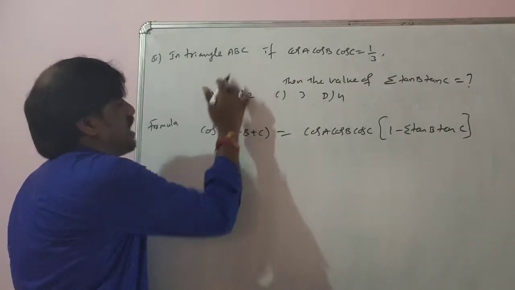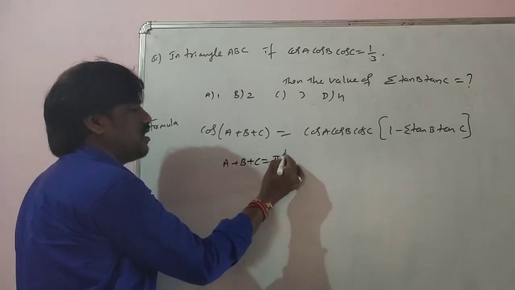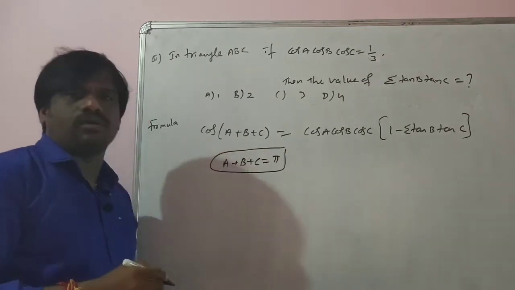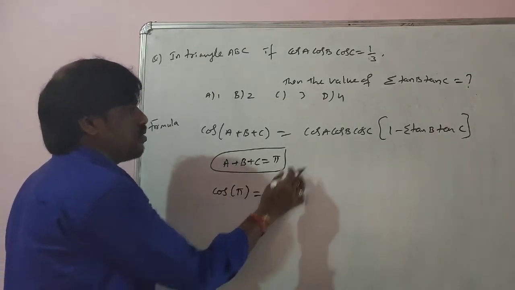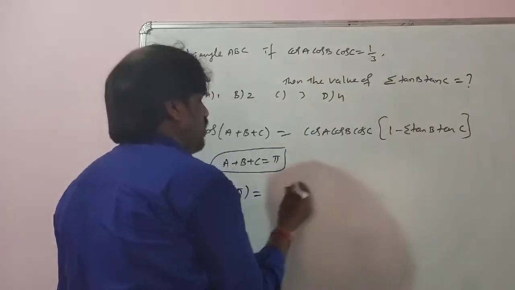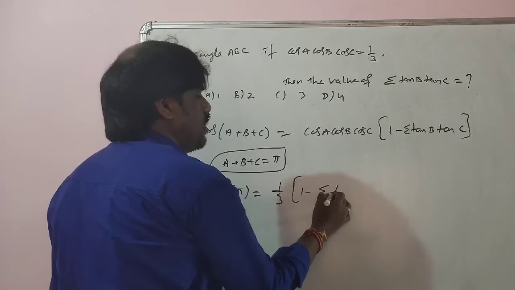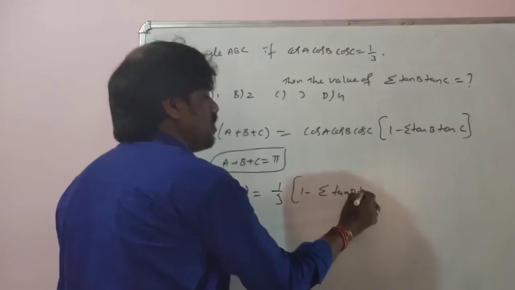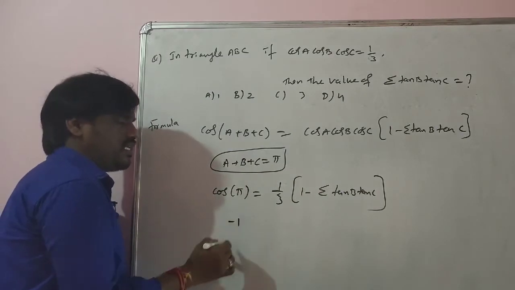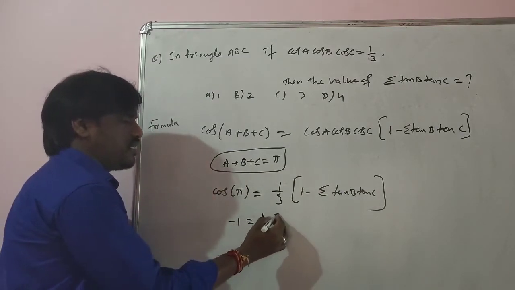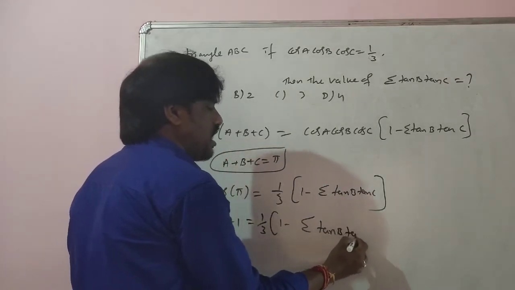You know that it is a triangle, so the sum of the angles in a triangle is 180 degrees. So A plus B plus C is equal to 180 degrees. So I can write cos 180 degrees is equal to cos A cos B cos C, whose value they gave as 1 by 3, times 1 minus sigma tan B tan C. That's it. You have to find this value. So cos pi value is minus 1. Minus 1 is equal to 1 by 3 times 1 minus sigma tan B tan C, which I have to find.